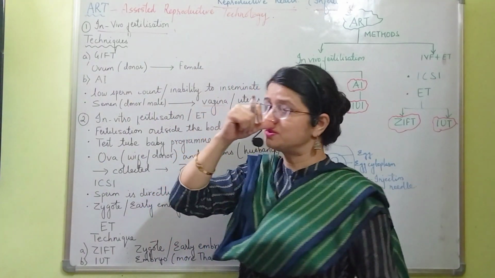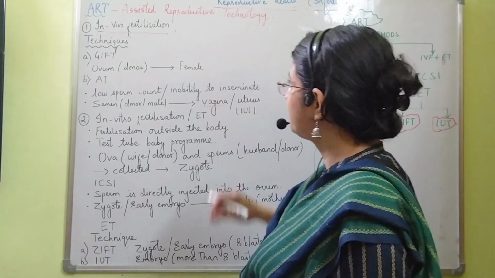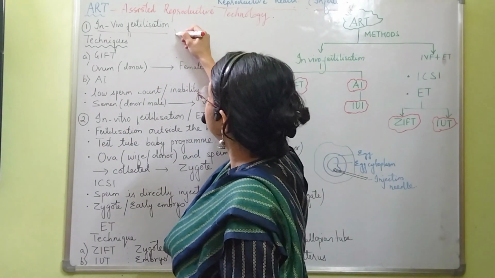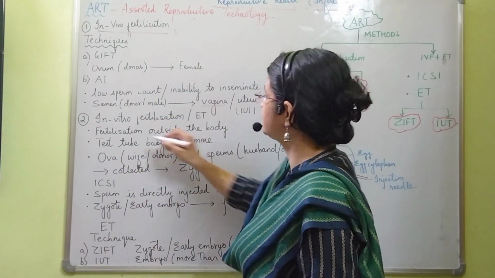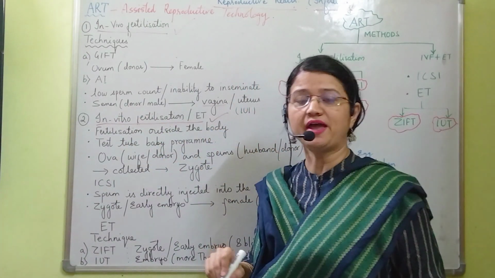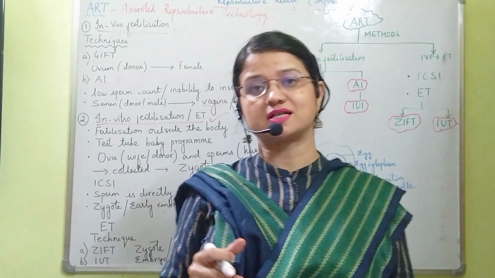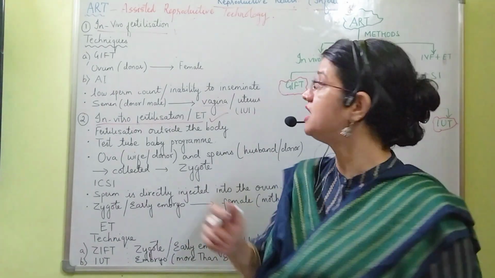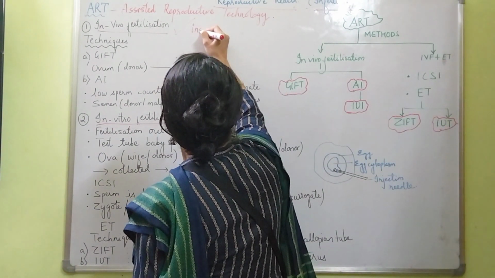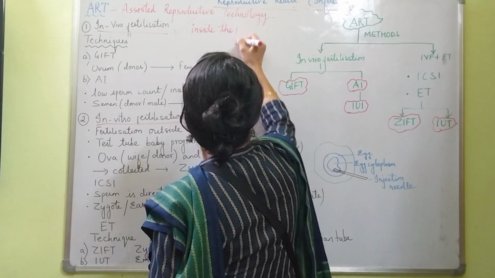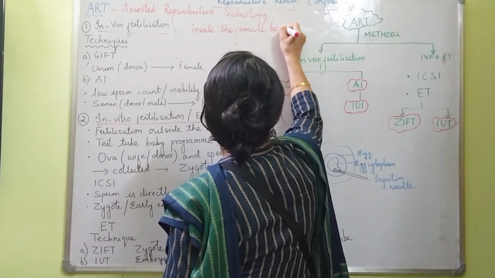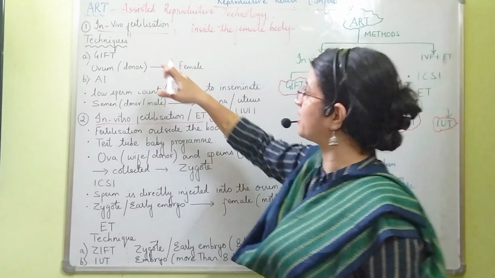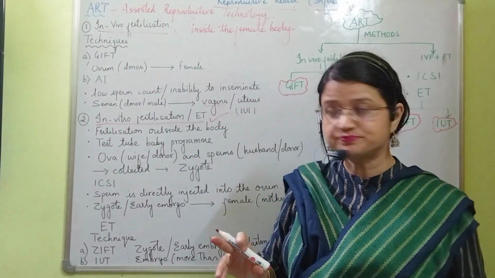Clear? So they can use any of these techniques. This technology is divided into two categories. The first one is in vivo fertilization and the second one is in vitro fertilization followed by embryo transfer. First of all, we will discuss in vivo fertilization. In vivo fertilization is that fertilization which takes place inside the female body. So if fertilization is taking place inside the female body in natural condition, it will be called in vivo fertilization.